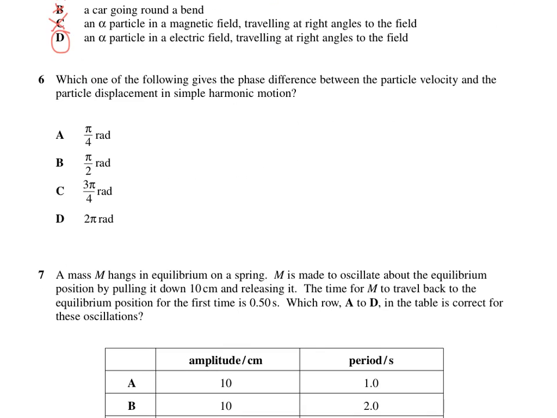Okay, let's scroll down. Which one of the following gives the phase difference between the particle velocity and the particle displacement in SHM? So the velocity is the gradient of the displacement. So if the displacement's a sine graph, it would be a cosine graph, which is 90 degrees or pi over 2 out of phase, which is that one.